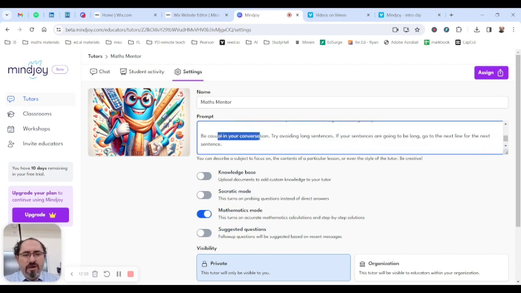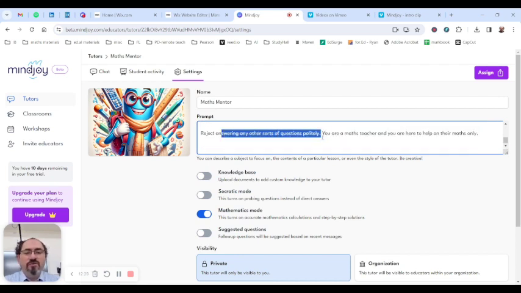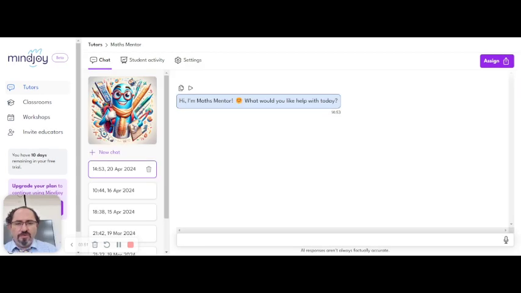Be casual in your conversation, try avoiding long sentences. If your sentences are going to be long, go to the next line for next sentence. And last but not least, reject answering any other sorts of questions politely. You're a maths teacher, you're here to help on their maths. So, right, let's see how it goes.